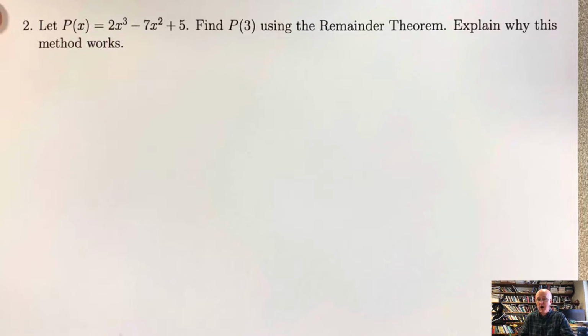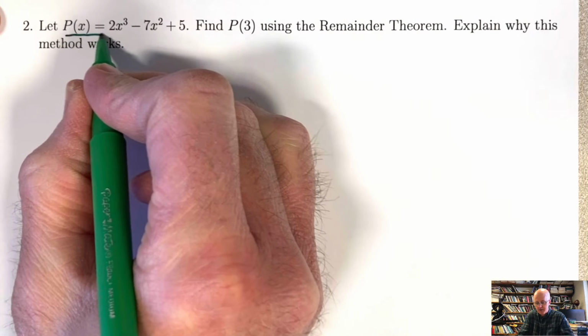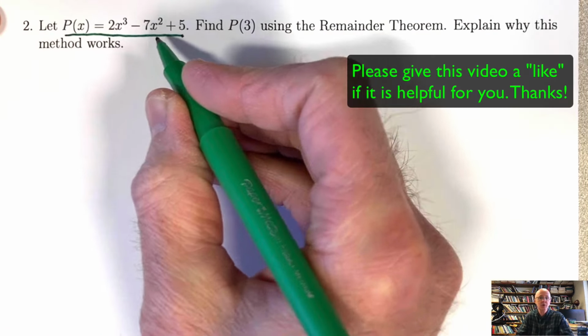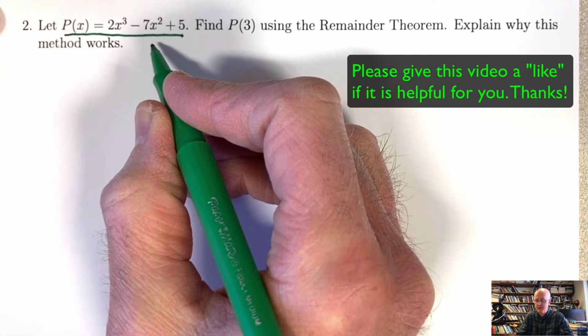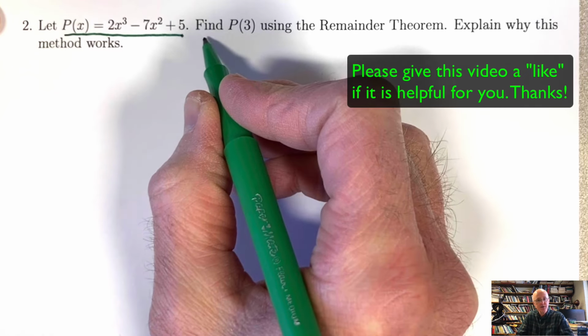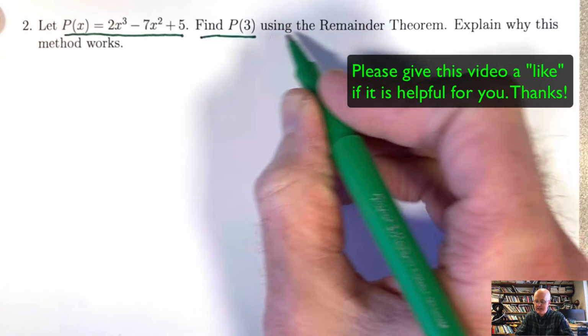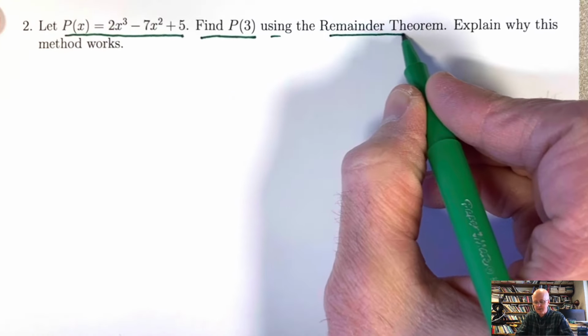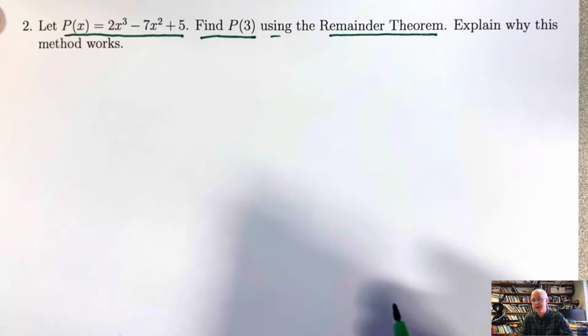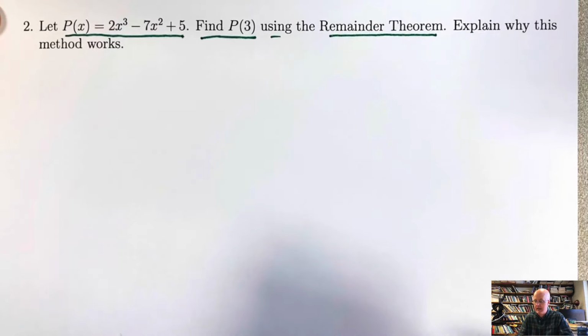In problem 2, we've got a cubic polynomial, P of x equals 2x cubed minus 7x squared plus 5. The directions first say to find the function value P of 3 using something called the Remainder Theorem. I'll remind you what the Remainder Theorem says as we go.